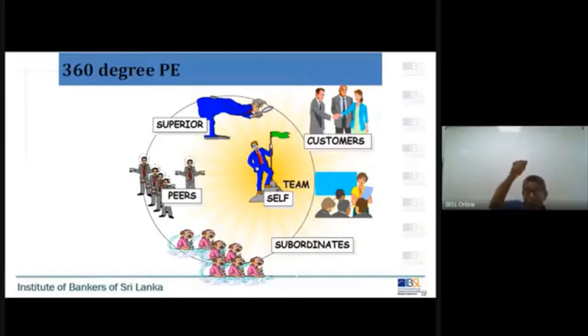Now, the boss appraises you without telling you anything. That is the 180 method. Then the boss does the appraisal.